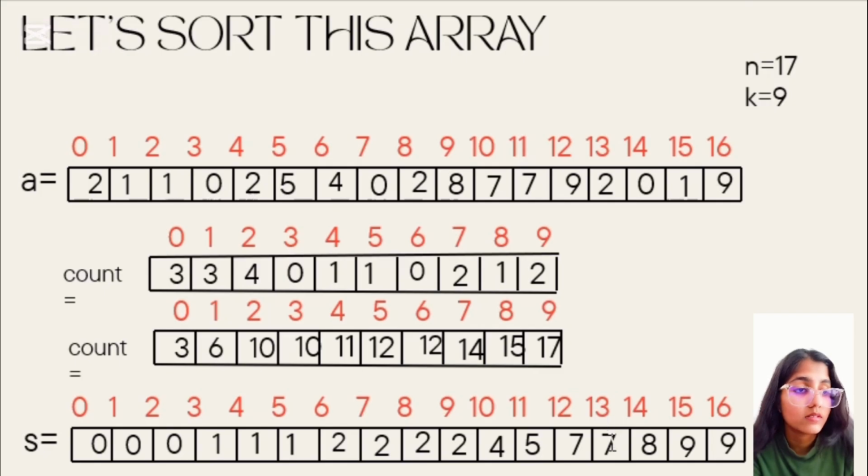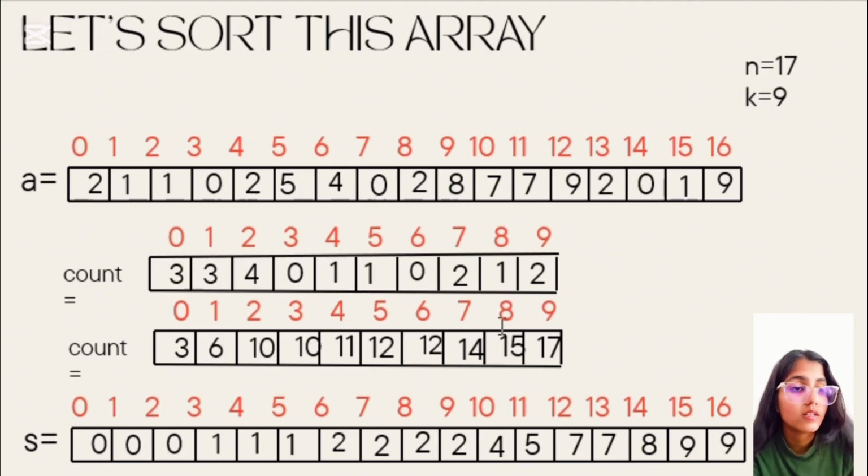After adding 7 to this 13th index, this 14 becomes 13. And again decrement 13 by 1. Then it is 12. So add 7 to the 12th position of the sorted array. Then it is 8 here.